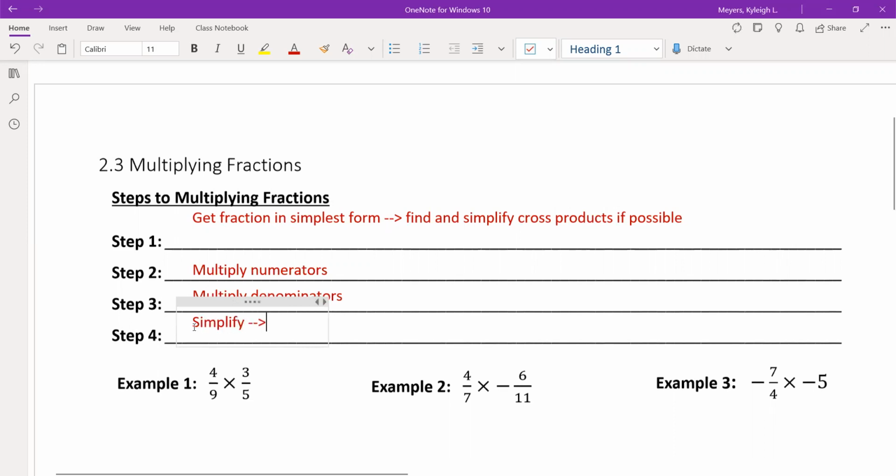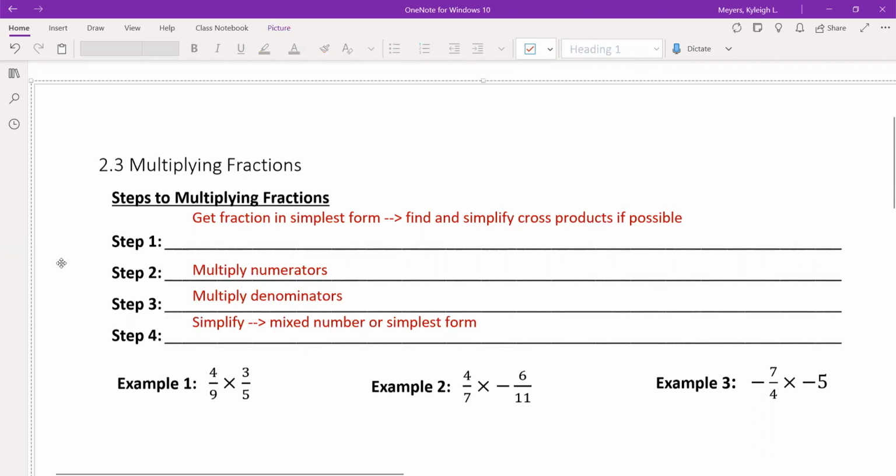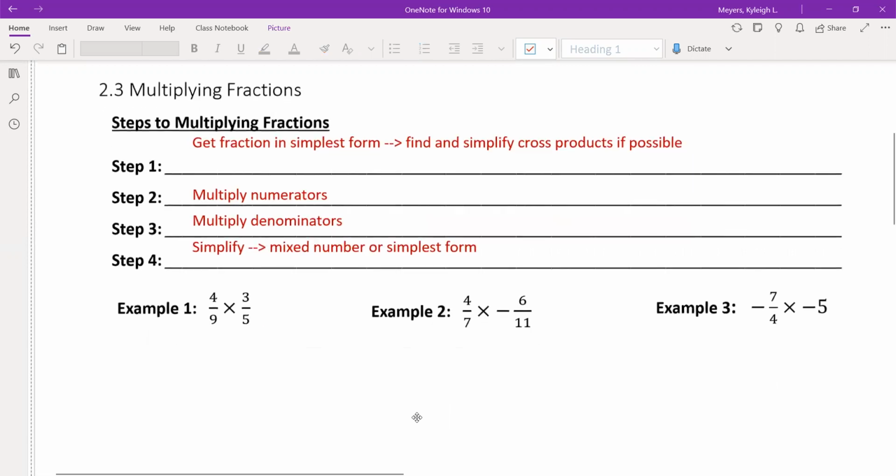And by that, I mean either mixed number or simplest form, right? So for these first couple, we'll just multiply numerators and denominators to get you in that process. And then examples 4 through 6, that's when we'll be using cross products to really figure those out, okay? So if you need to get those steps, pause, but if not, I'm going to keep on going.